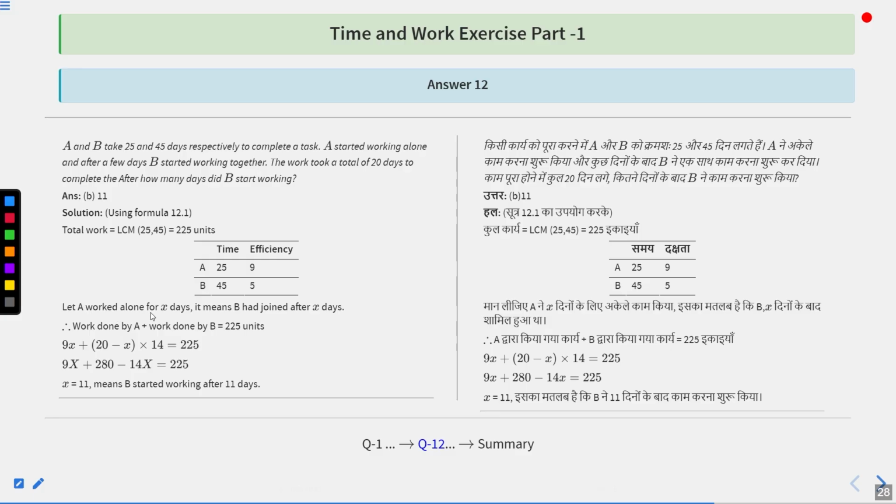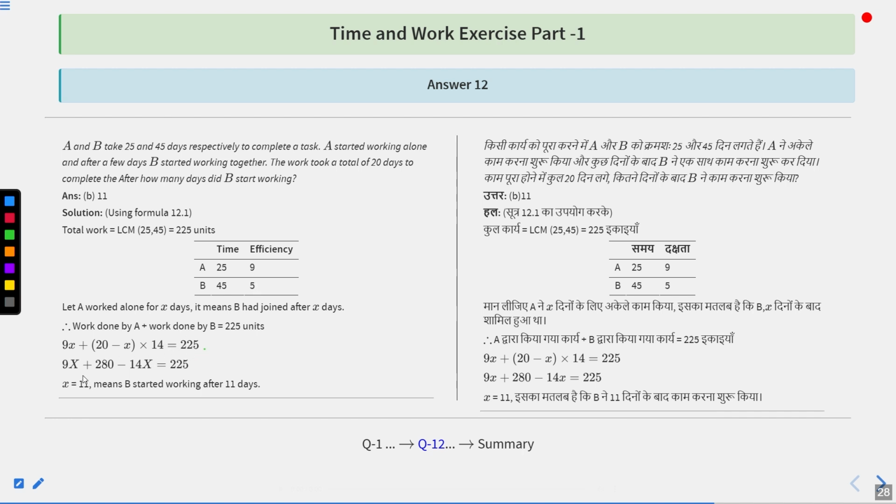Now, let A work only for x days. It means B had joined after x days. So work done by A and work done by B should be equal to the total work, that is 225 units. Now 9x, that is the number of days after which B joined times the efficiency of A, 9x, plus the total work was completed in 20 days. So remaining days are 20 minus x into, here both of them work together. So the efficiency is 9 plus 5, that is 14. Should be equal to 225.